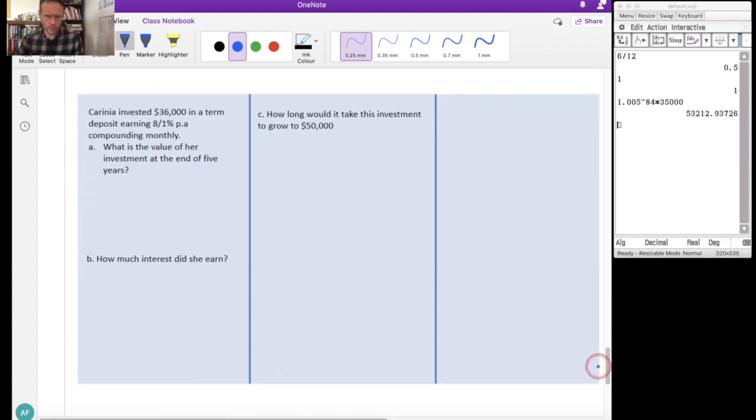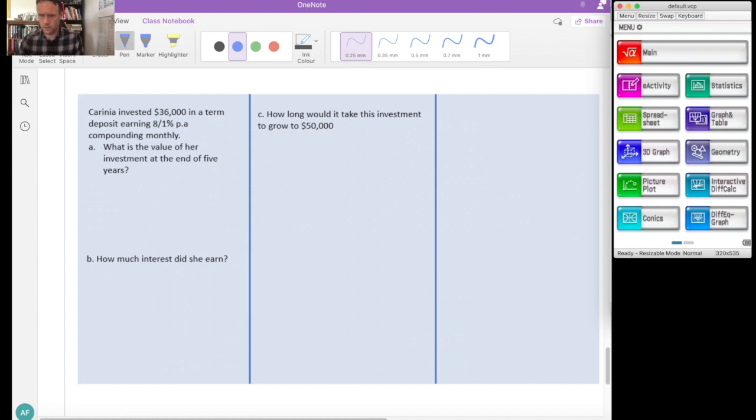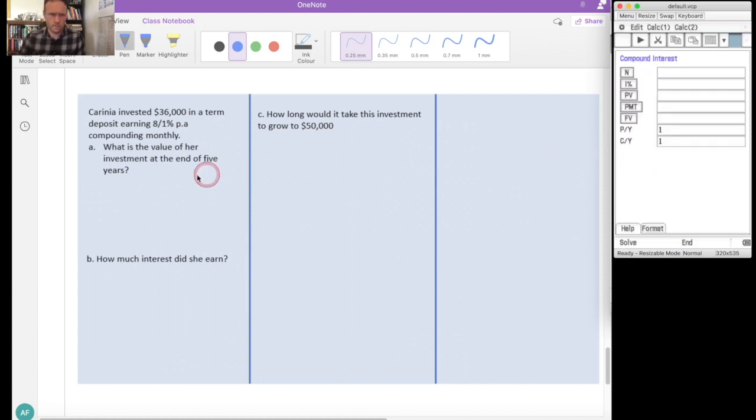Okay, we'll cruise on down now. Alrighty, we're going to use our financial calculator now, in our CAS. So we'll go up to menu and click across. So Karina invested $36,000 in a term deposit, earning 8.1% per annum, compounding monthly. So there we go. We've got our compounding monthly. We're given an annual rate. What's the value of your investment at the end of 5 years?